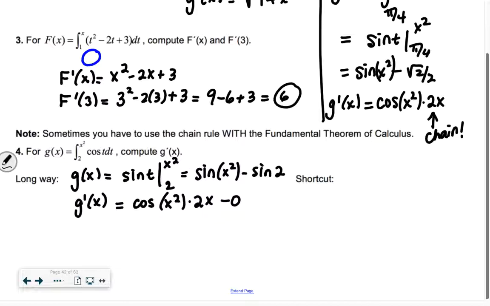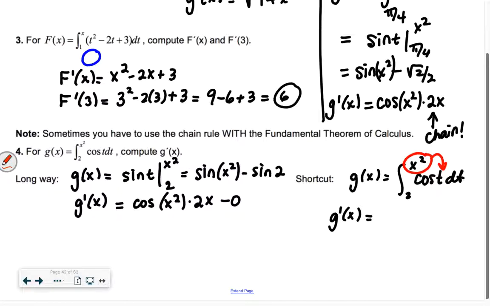So do you guys see what we do for the shortcut? So if I start out with g of x equals the integral from 2 to x squared, and I see that I'm trying to find g prime, so again, the derivative of an integral, that's the fundamental theorem. When I take the derivative of the integral, that t still becomes an x squared. So I get my cosine of x squared, but I have to multiply by the chain.